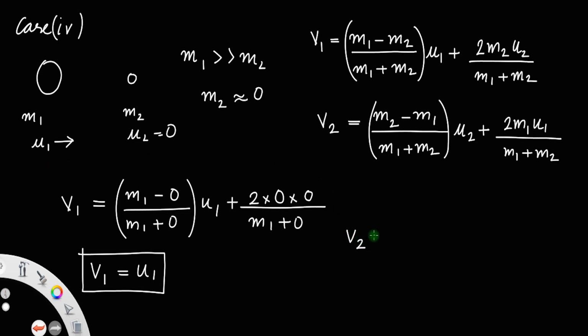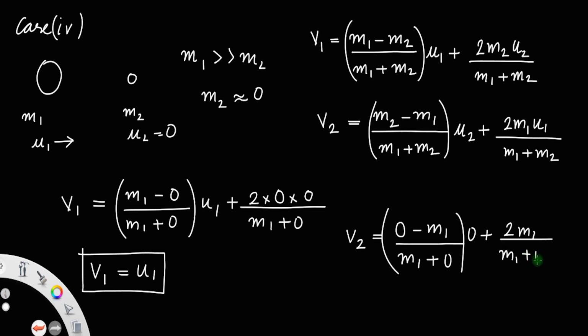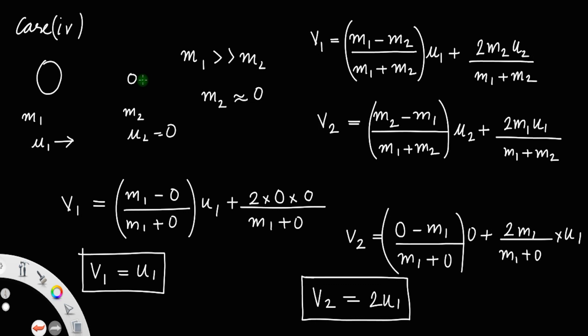What about v2? v2 is equal to 0 minus m1 divided by m1 plus 0 into u2, the second body is at rest, 0, plus 2 m1 divided by m1 plus 0 times u1. So v2 is equal to, the first term is 0 and 2m1 by m1 is 2. So 2u1, which means the light body after collision moves with double the velocity of the first body. So the velocity acquired by the light body is double the velocity at which the massive body hits the light body. Clear?